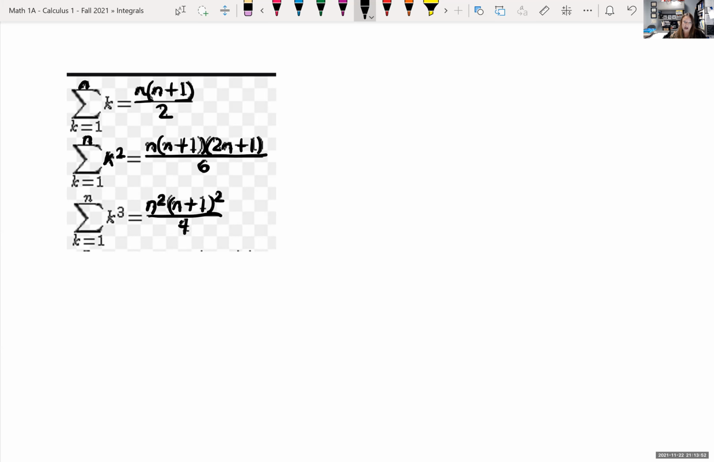So how about I give you those formulas right here, and if you need them on the exam, you have them in front of you. You don't have to memorize these. You just need to know how to use them.